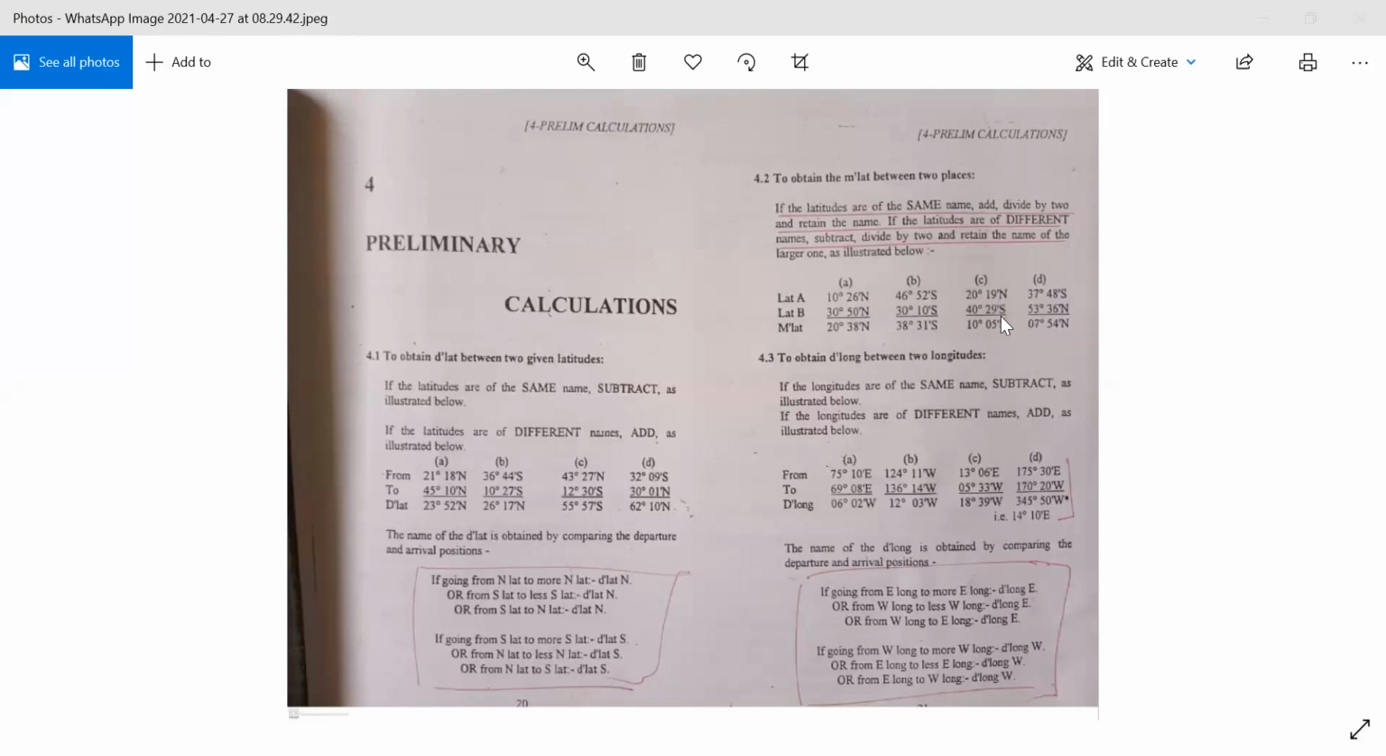The easiest thing to do, I know there is an explanation here, but I won't go to that explanation first. The easiest thing to do is to draw it. So if you have a sheet of paper in front of you, draw the equator line, which is a straight line, put 0 there, then find the points. I'm working on C now: 20 degrees 19 minutes north, up of that's north, and go to 40 degrees 29 minutes south. That will be south.